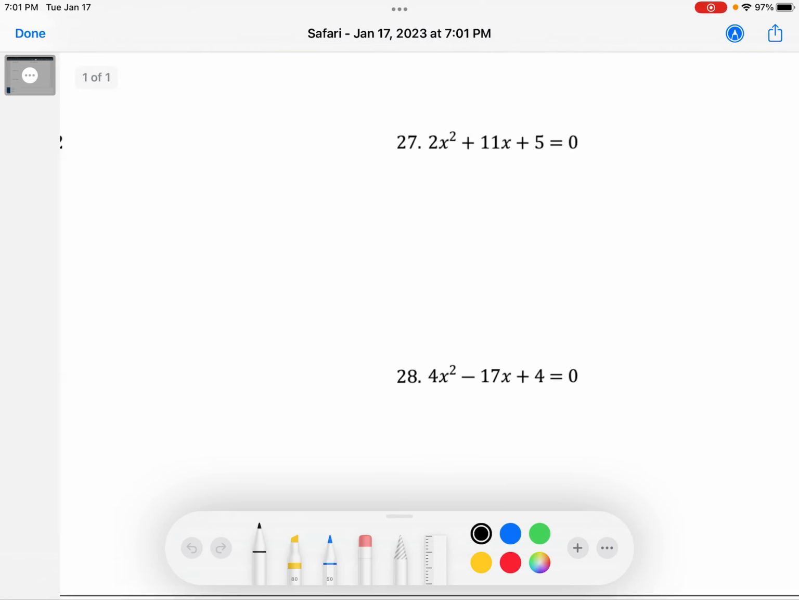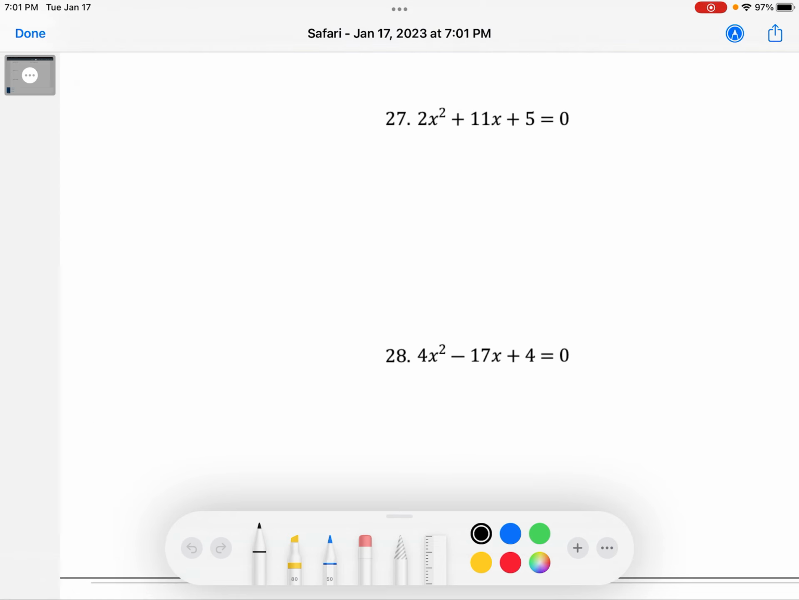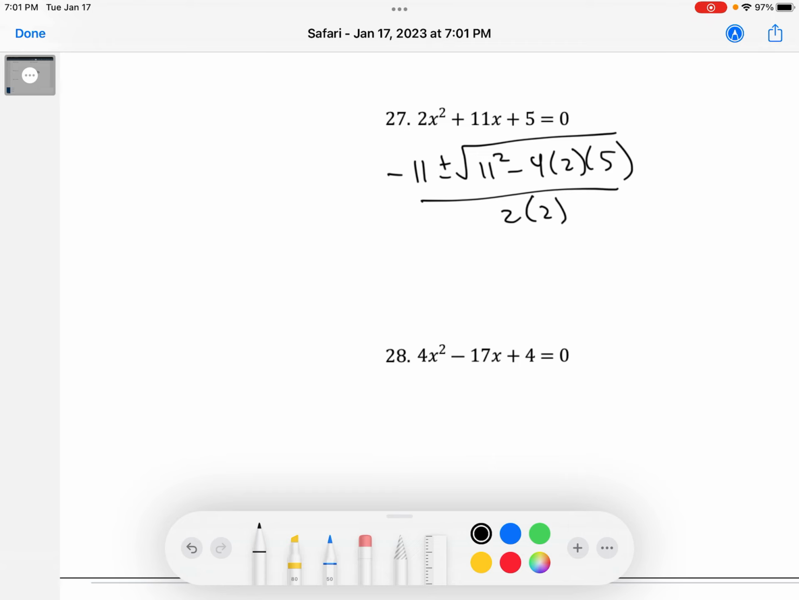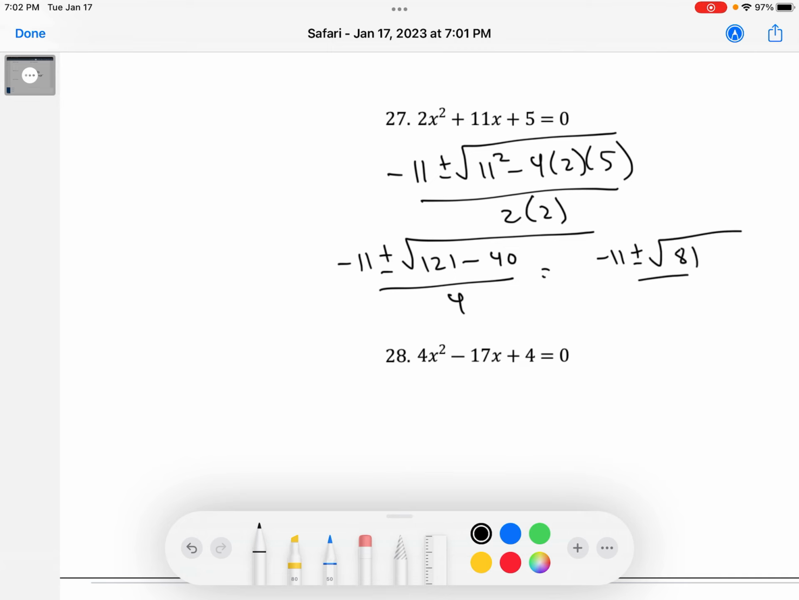Okay, same deal, quadratic equation. The quadratic equation is negative b plus or minus the square root of b squared minus 4ac all over 2a. So negative 11 plus or minus the square root of 121 minus 40 all over 4 is equal to negative 11 plus or minus the square root of 81 over 4, which is negative 11 plus or minus 9 over 4.